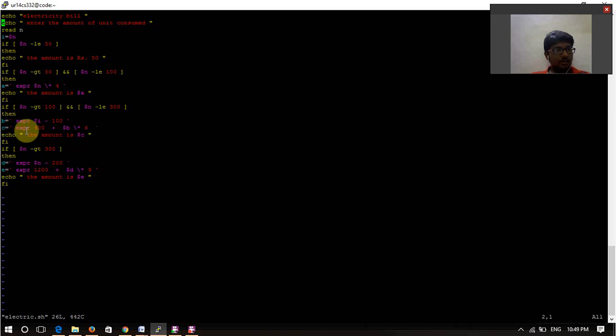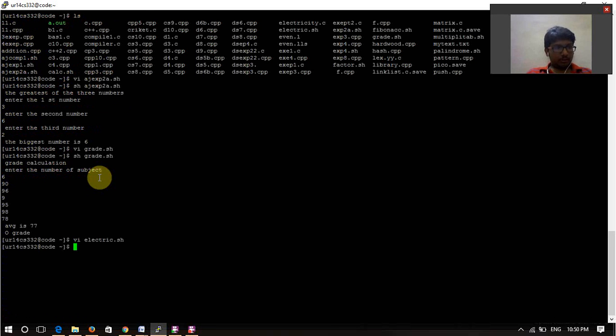It gives the answer. And if units consumed is greater than 300, then it goes like this. D equals $n minus 200, and E is equal to 100 plus $D. It multiplies and divides by 9. It gives the amount is $E. That is the amount charged. We will see the output.